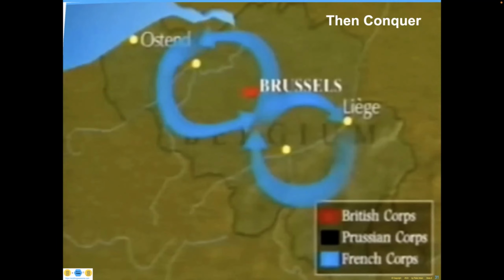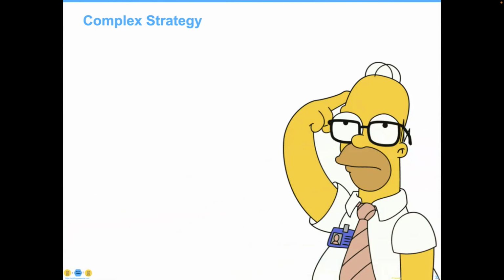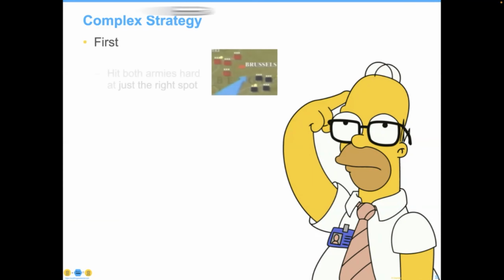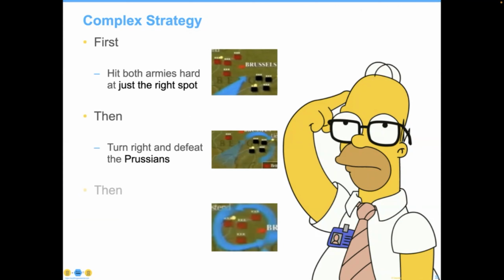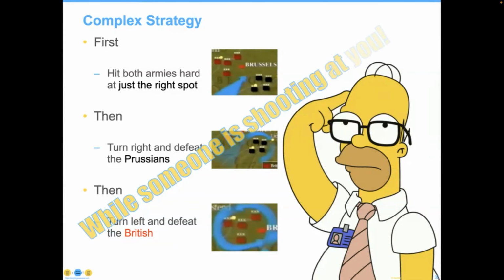Didn't work so well, and let's just take a quick look at perhaps why, although it is still taught as an example of good strategy. First of all, again, remember, both armies had to get hit in just the right spot. Then we had to all turn right, defeat the Prussians, then all turn to the left and defeat the British. Oh, by the way, let's do this while somebody is shooting at you. This is complex and difficult, and as you already have figured out, did not work in this instance.